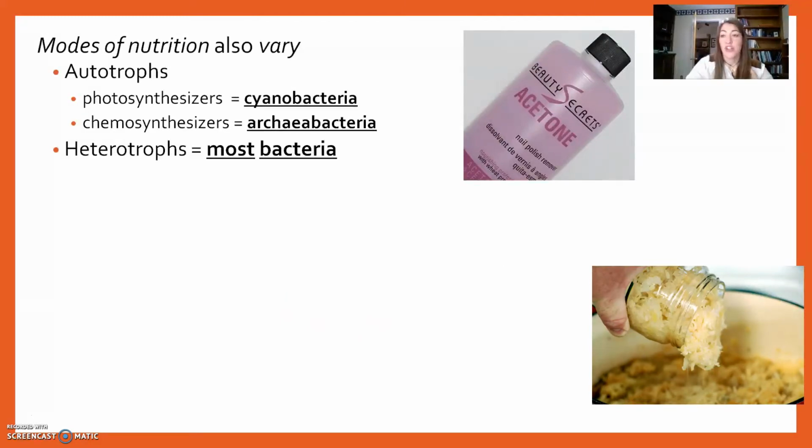Now, modes of nutrition also vary between different groups. We have autotrophs, which we've discussed before. We have photosynthesizers. Specifically in bacteria, we have cyanobacteria. They are critical, so make sure you guys remember them. You also have chemosynthesizers, and these are the archaeobacteria, so the really old bacteria, almost archaic is the word for old. They're very similar to archaea, but not quite.